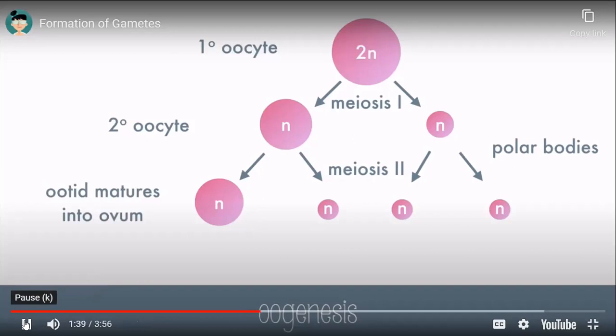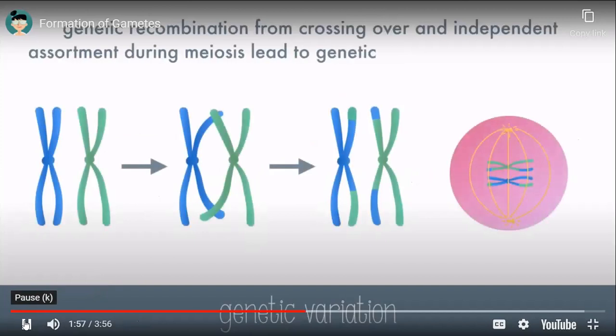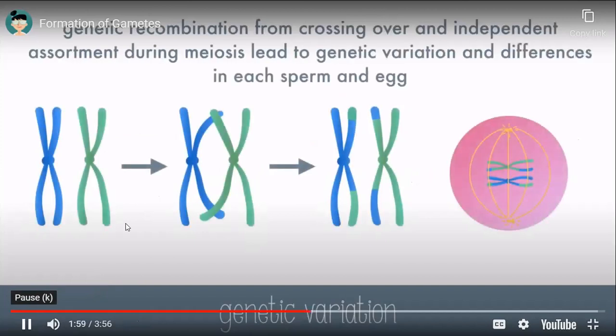Even though only one mature ovum is created by the one oocyte in oogenesis, females are still born with millions of cells and will release hundreds in their lifetime. Not every cell created by one individual is the same. In fact, they're all very different. Genetic recombination from crossing over and independent assortment during meiosis lead to genetic variation and differences.